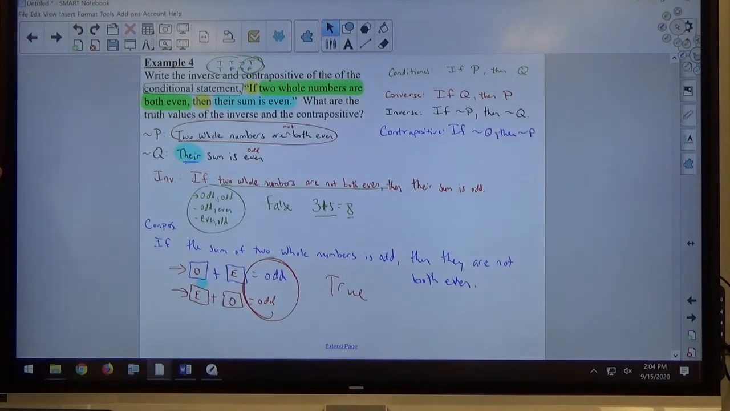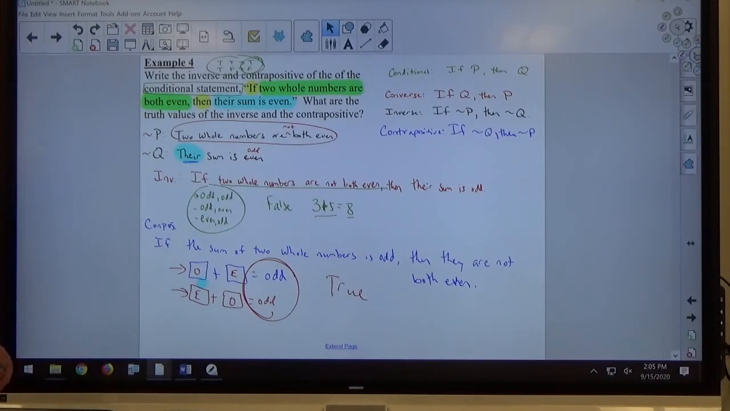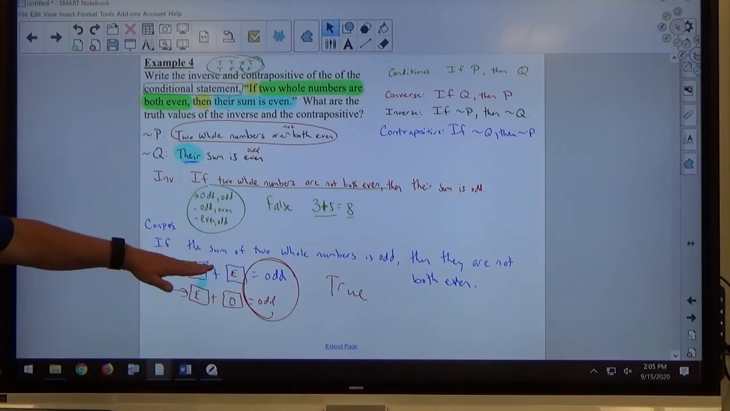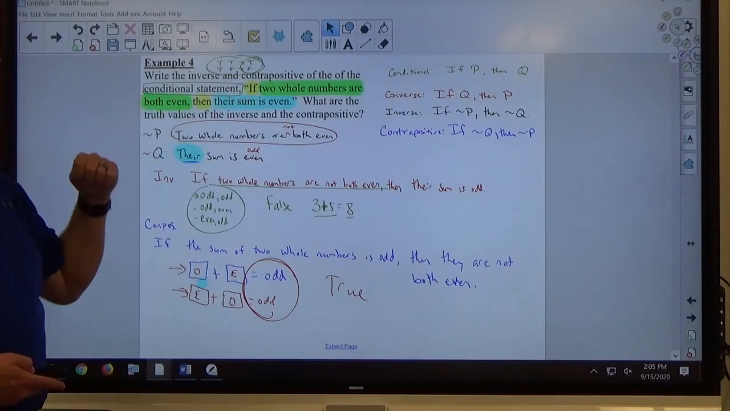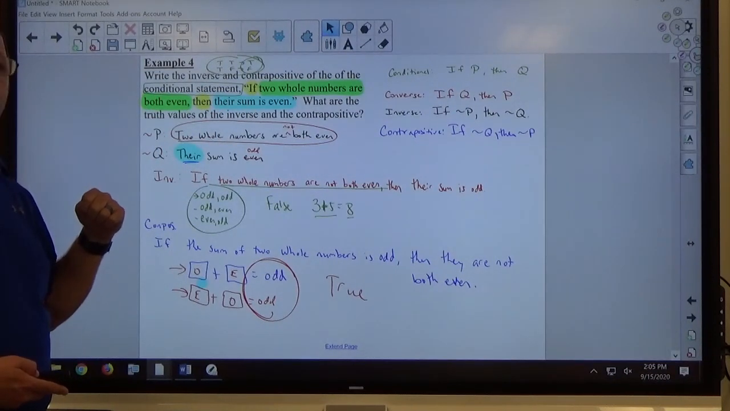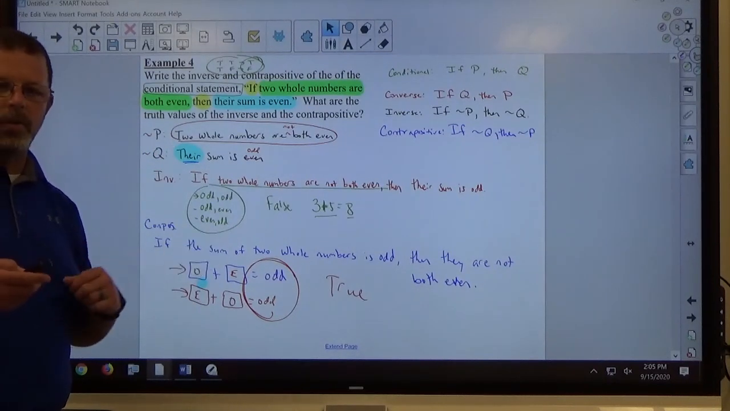All right? So that's how to make a contrapositive and an inverse. And again, contrapositive is always true if the original is true, just to let you know that. So if you can't figure this one out, you go back to the original. Well, if we have two even numbers, they have to add up to even. 4 plus 4 is 8, 6 plus 6 is 12, 4 plus 8 is 12. It seems like it happens every time, so we can just do that too.